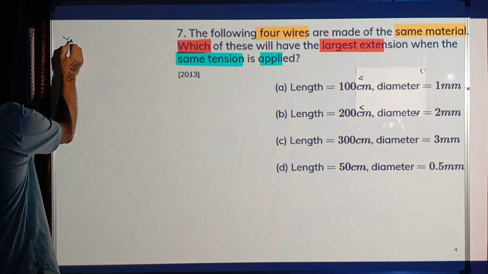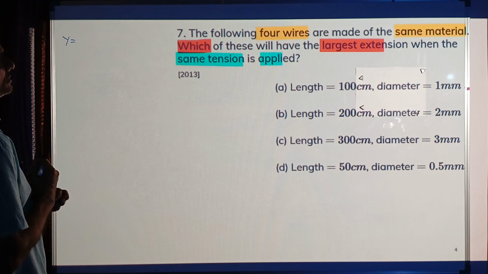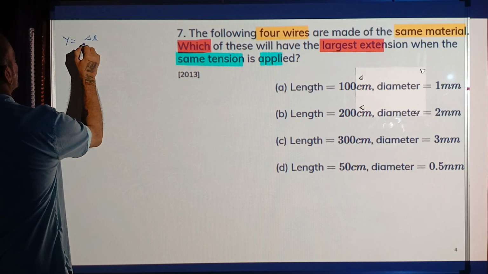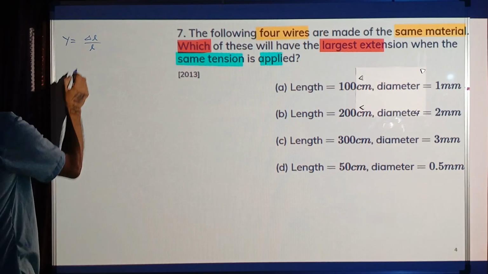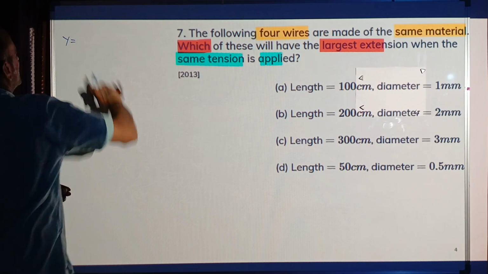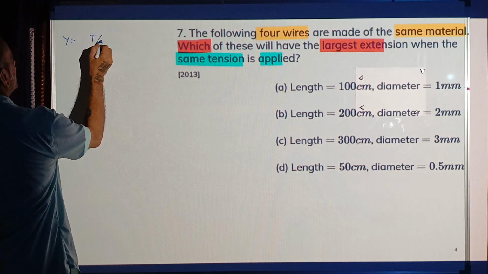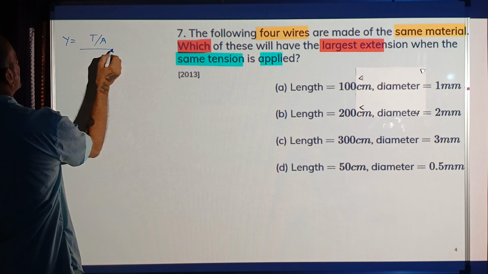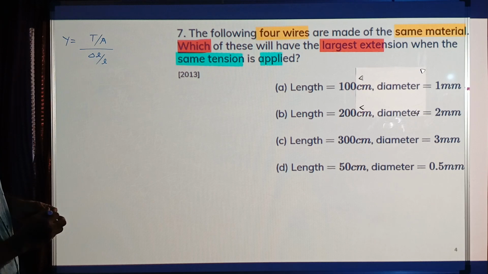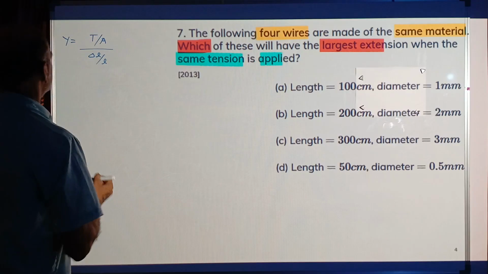So Young's modulus is defined as stress by strain. Strain is change in the length by original length. Stress is the force or the tension applied per unit area, by strain, delta L by L. So to find the largest extension, which is largest delta L.